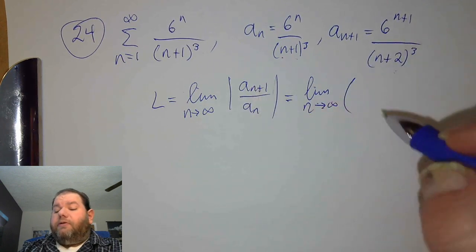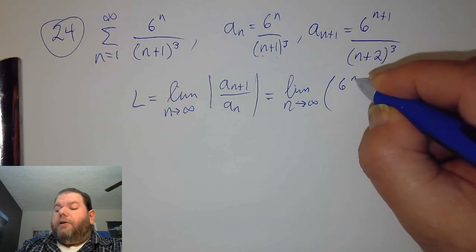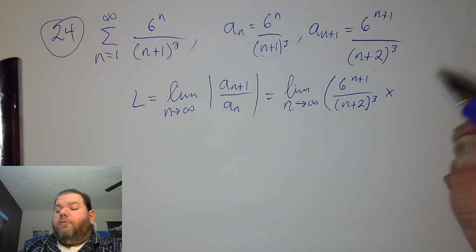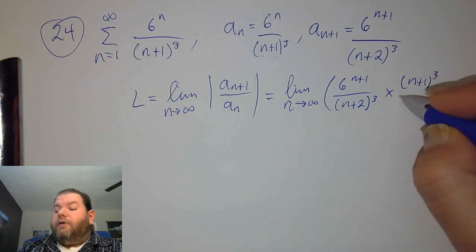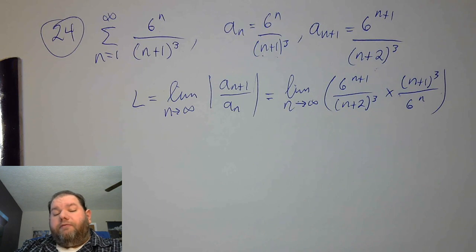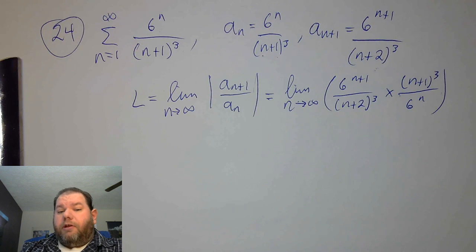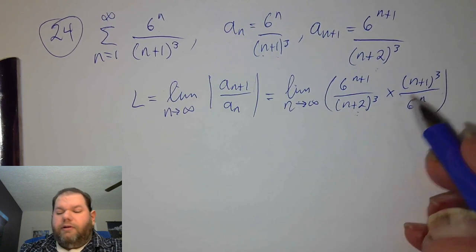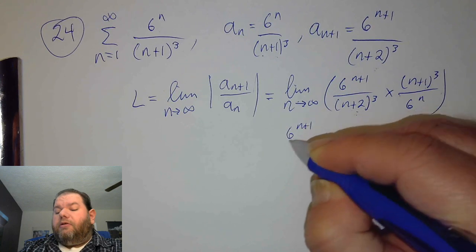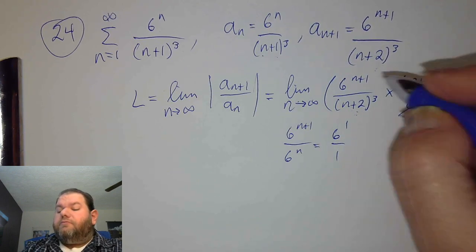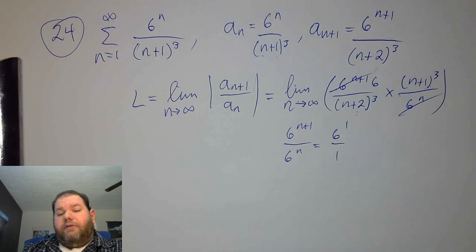So we start with a n plus 1, 6 to the n plus 1 over n plus 2 to the third power, and then divide by a n, so we multiply by its reciprocal, n plus 1 cubed over 6 to the n. Now, we can reduce the exponential terms. We cannot reduce polynomial terms unless they're exactly the same term. So when we have n plus 2 and n plus 1, those are considered two different terms, so we cannot reduce those at all. However, 6 to the n plus 1 over 6 to the n reduces to 6 to the first. So we'll just have an extra 6 in the numerator.